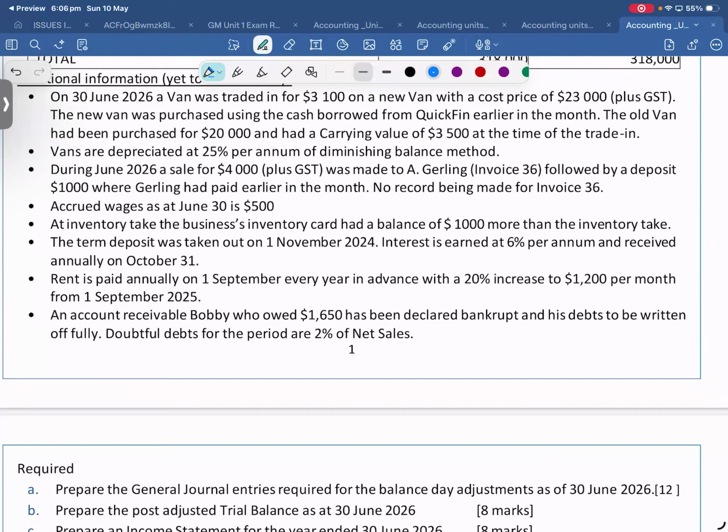Okay, guys, you want to try this one? The term deposit one? Yeah, try it. Inventory loss, 1,000. Wages.